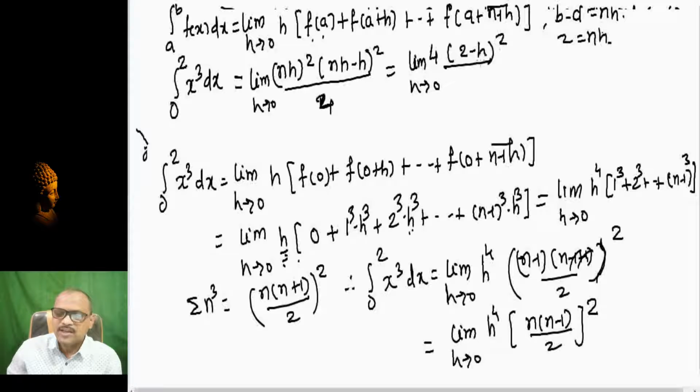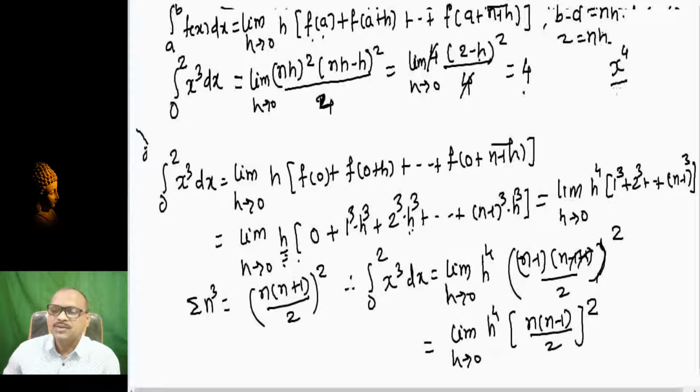2 minus h whole square divided by 4 will be cancelled. Let us apply the limit h tends to 0, this will be 2 square, and 2 square equal to 4. Hence integration of x cube between the limit 0 to 2 equal to 4. Let us see whether it is correct or not. We evaluate it by our traditional method.